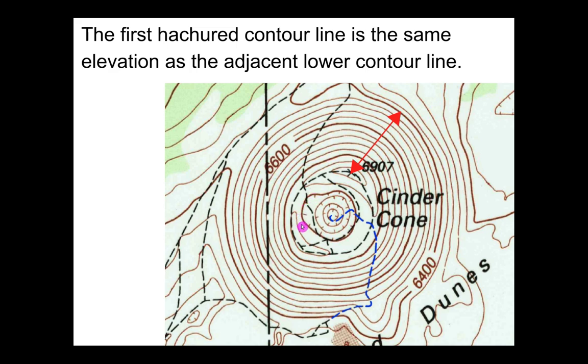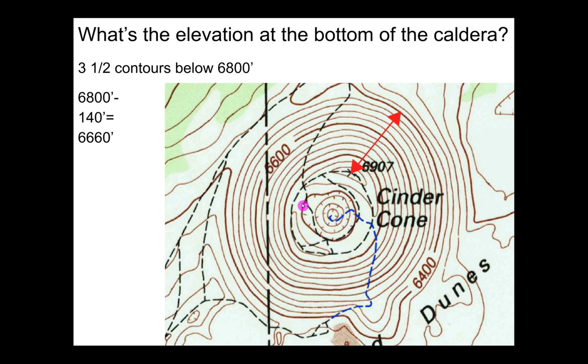So the first hachure line is the same elevation as the last contour line that you crossed. Like I said, this is an index, that's an index, so we know it's 68. And we know the bottom of the caldera is going to be 3.5 contour intervals below 6,800 feet. That's 68. We go 1, 2, 3.5. So 3.5 times 40 is 140. So we know that the elevation at the bottom of the caldera of the cinder cone has to be 6,660 feet.